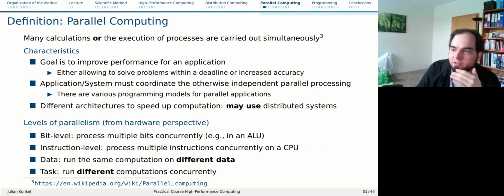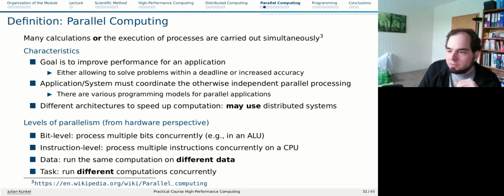But for now, you can think of either multiple programs that run at the same time, or you do many calculations at the same time. The main characteristic of parallel computing over distributed systems is that your goal is to improve the performance of this overall application. That means you want to solve problems either within a deadline, or with increased accuracy. Increased accuracy comes with more need for compute power. And then again, that means your deadline should stay the same, basically.